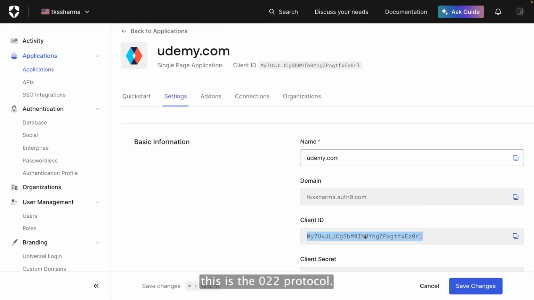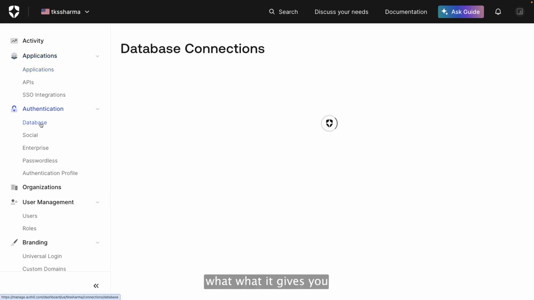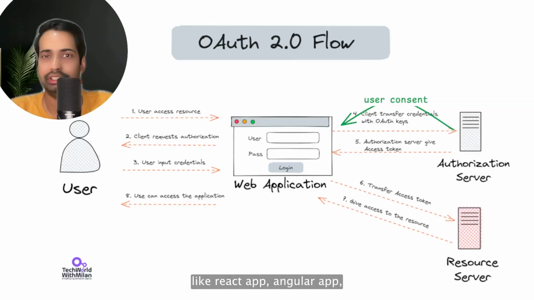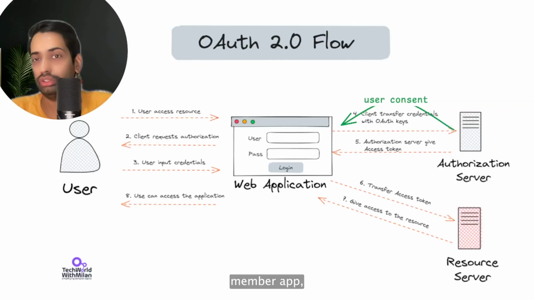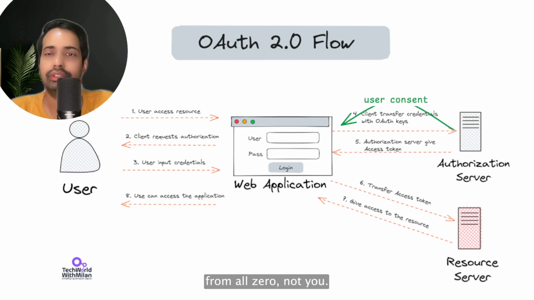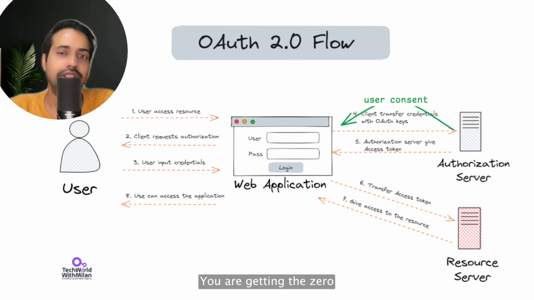This is the OAuth 2.0 protocol which Auth0 follows. What it gives you is, once you integrate an Auth0 client ID and secret on your client application, like a React app, Angular app, Ember app, Next.js or SvelteKit app, when you click on login, you are presented with the login screen. That login screen is coming from Auth0, not you. You are not building anything. You are getting the Auth0 login screen. You enter the username and password.